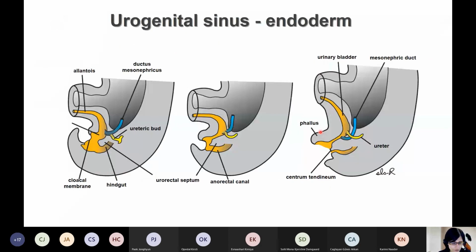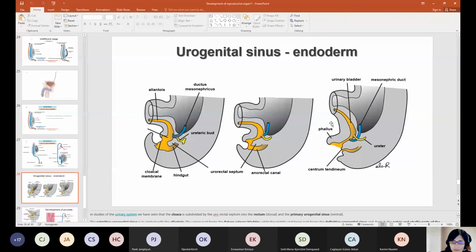We would have 2 more slides, but with this slide, we will start the second lecture of the development of the reproductive system.